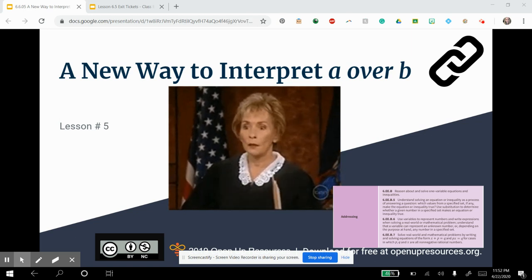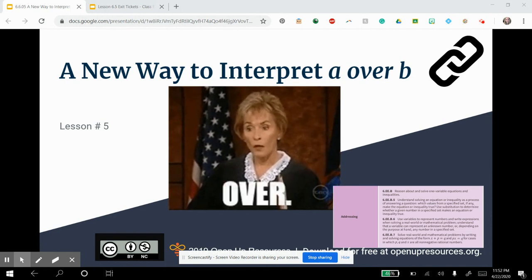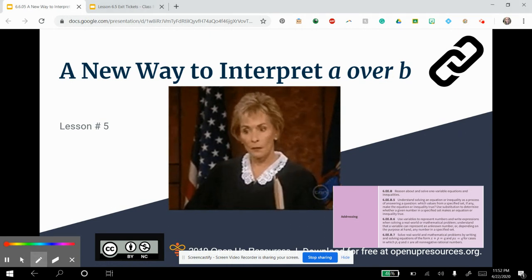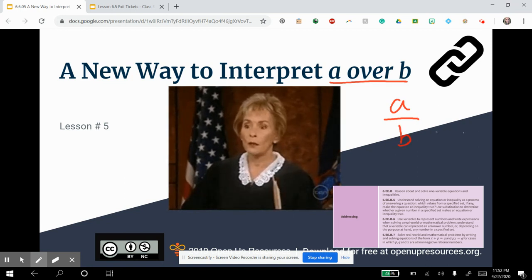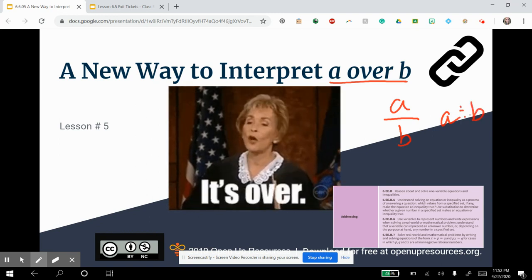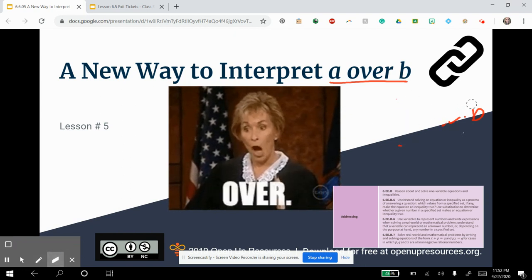Today we're going to be working on lesson 5. If you don't have your composition book and your pencil, go ahead and grab it now. Today we're looking at a new way to interpret A over B. Interpret means to derive meaning or understand something, and when they talk about A over B, what they mean is A over B, a fraction, and we can also think about this as a division relationship, right? A divided by B. So we're going to be talking about how to use this to solve equations today, where A and B are numbers, okay?